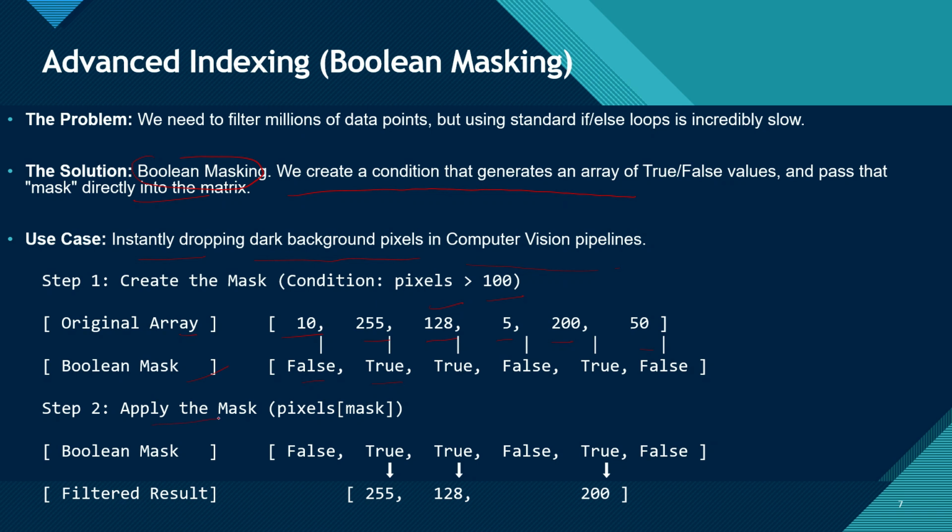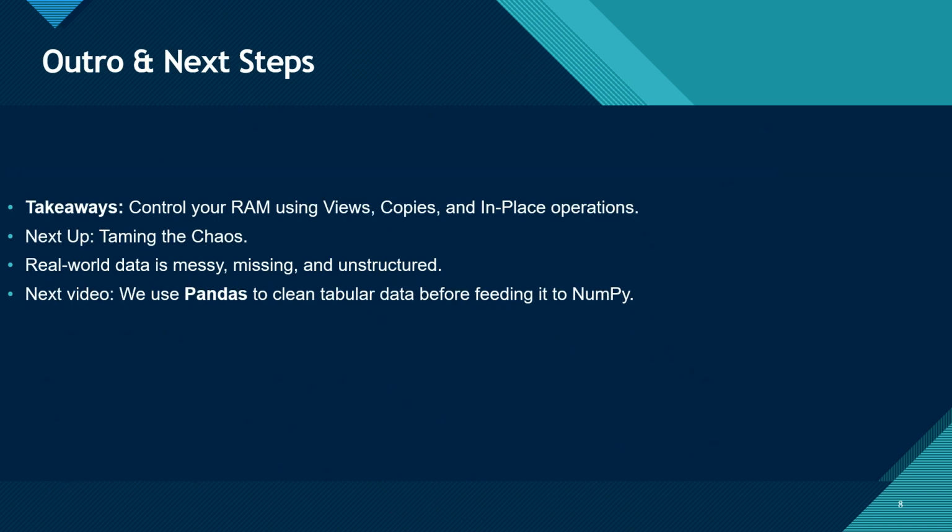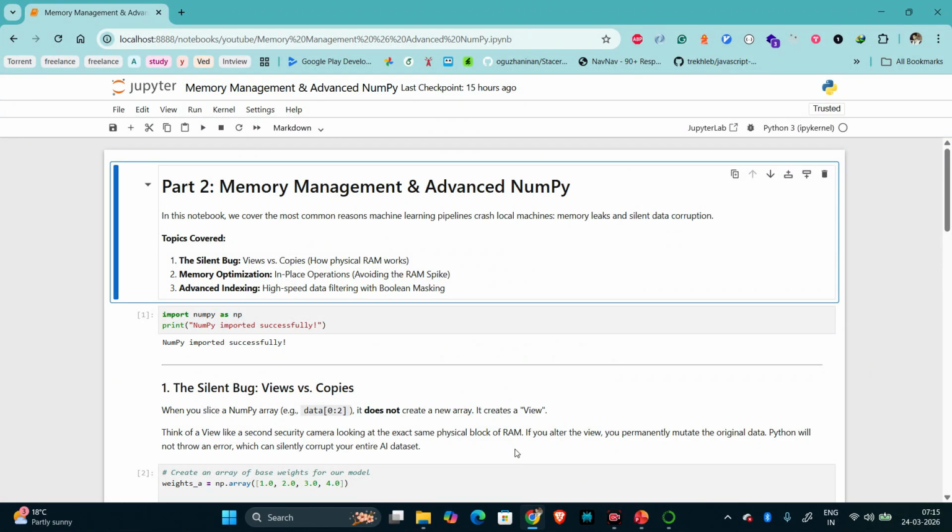After that, we apply the mask like this: pixel and mask. We created the Boolean mask, and now we are filtering the results. What was the condition? Pixels greater than 100. It will keep the true values, and other values will be ignored. So we'll see the code now.